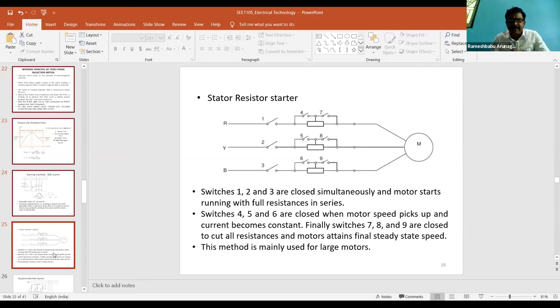For this kind of machine, it is actually the simplest starter method. But the problem here is that losses are more and efficiency is very poor in this stator resistance starter. Most educational laboratories use this kind of starting method, but the efficiency is very low.